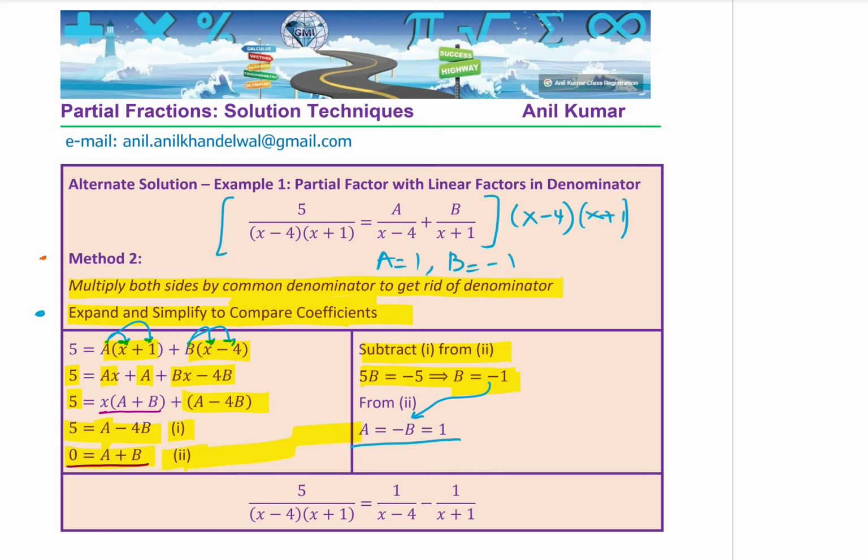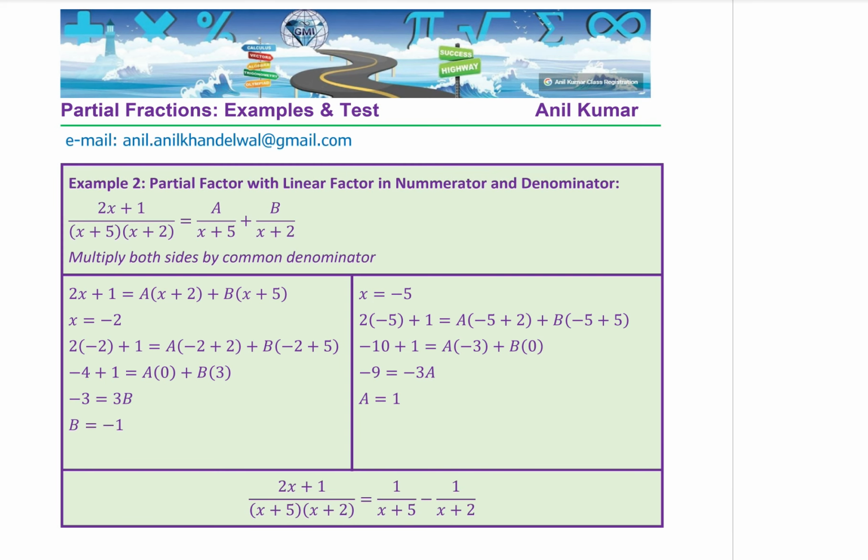Substituting, we get the result, which is 5 over x minus 4 times x plus 1 is indeed 1 over x minus 4 minus 1 over x plus 1. Is that clear to you? So we get the same result, but these are the two ways of doing it. Perfect. We'll adopt method 1 in most of the cases. Now let's look into this second example.